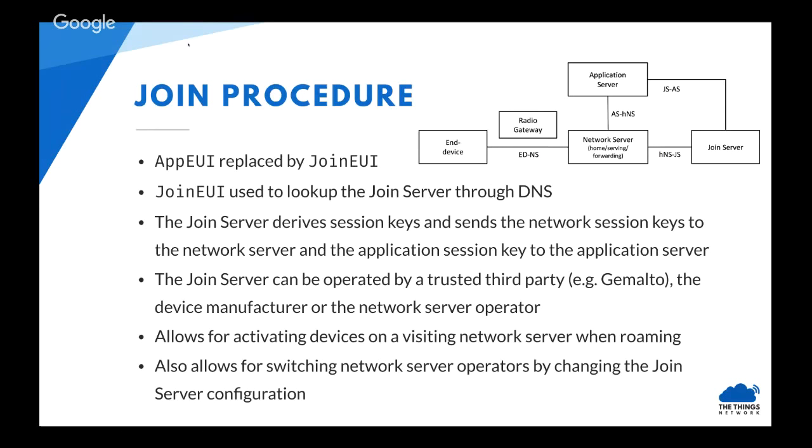So if you want to change networks and you are using a join server, you can configure in the join server that your device now has to use a different network. And then on your old network, you can send the force rejoin request that I mentioned before. And then the device will send a join request again and will automatically switch to the other network. And I think this is a very good and nice feature to have in LoRaWAN, also for transfer of ownership of end devices.